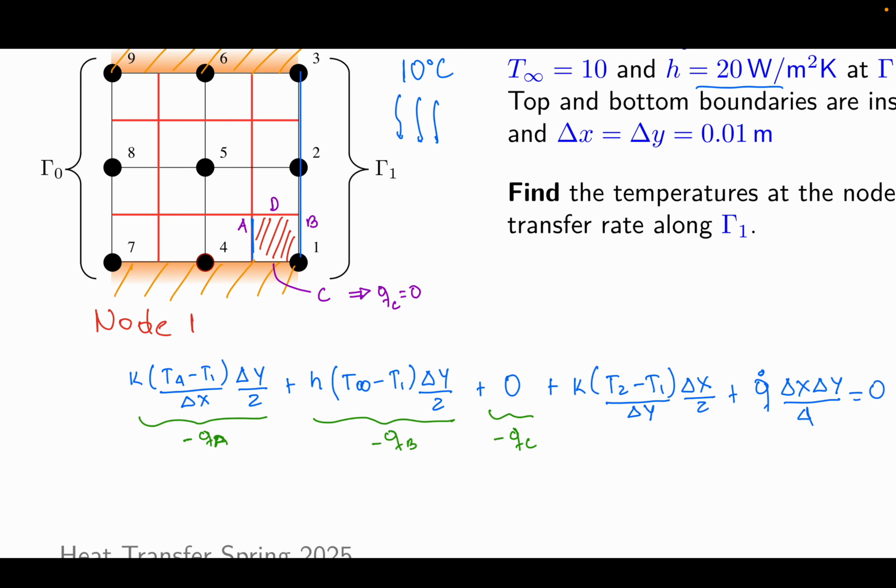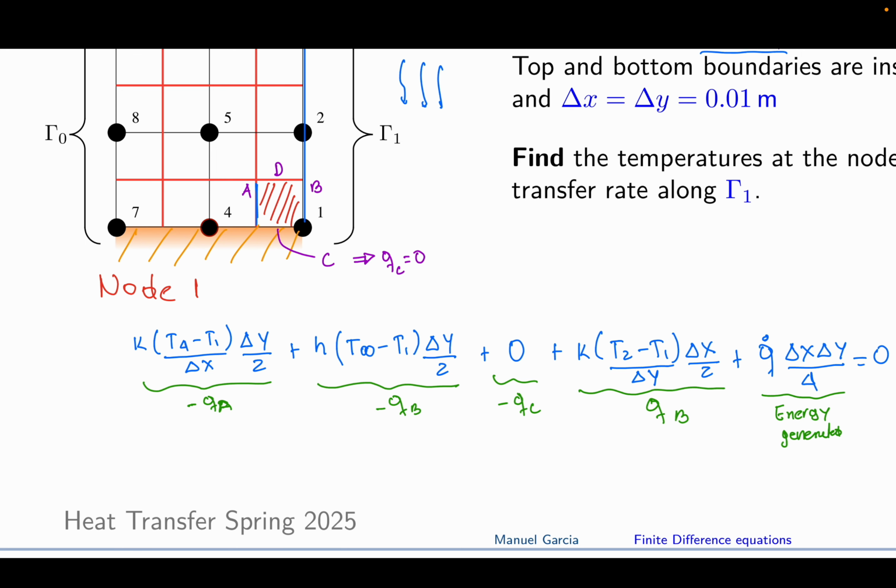So this term is Q at B, and this is the heat generation, so energy generated, and that should be equal to 0. So this is the equation for node 1. We could leave this equation like that, and Python will take care of simplifying the expression, or we can simplify it.